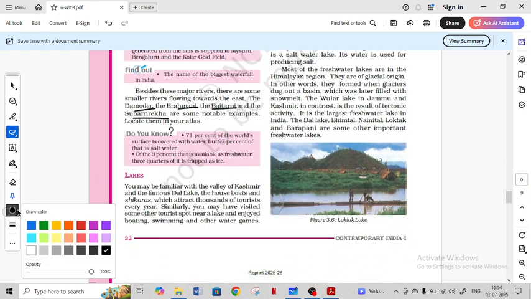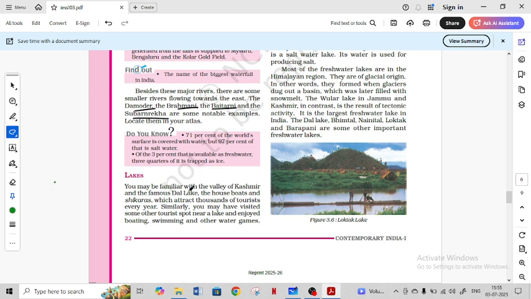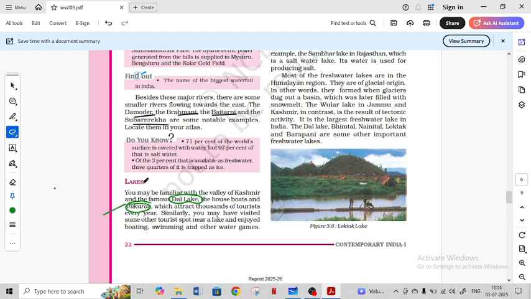Okay, our next topic is lakes. Now, we all know about Dal Lake in Kashmir, the Shikaras and all. We are very famous for it. We are very knowledgeable about the tourist places over here.